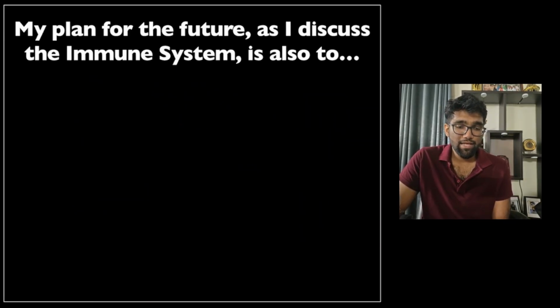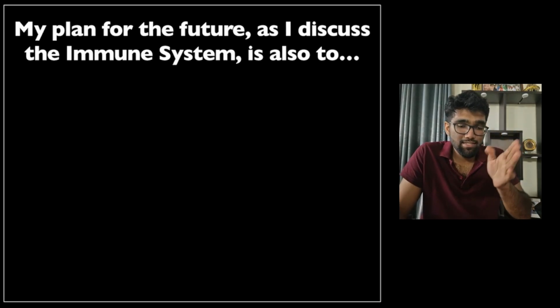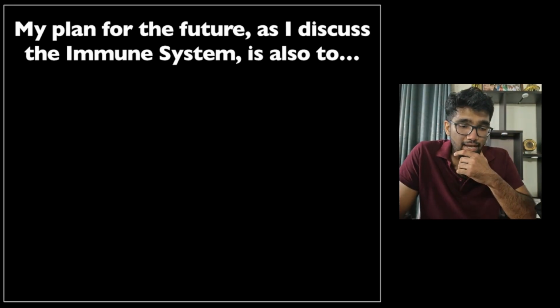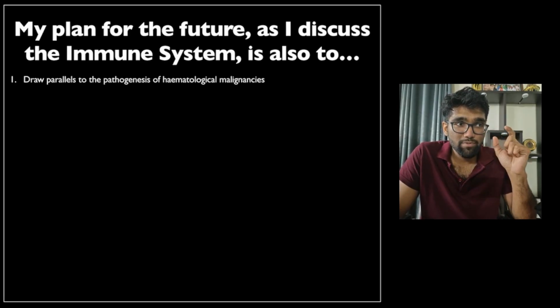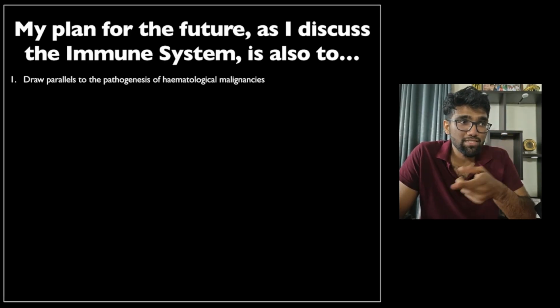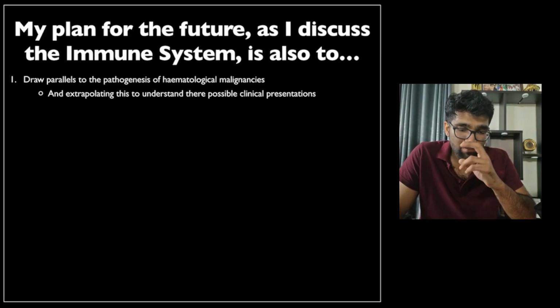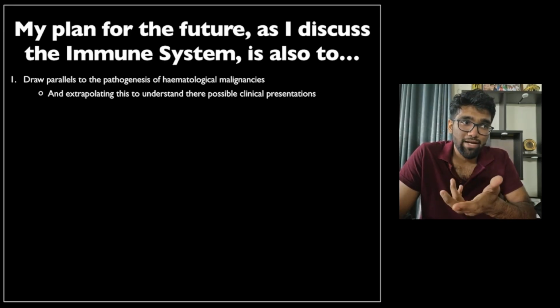Now, in addition to going through the immune system this year, I'll also try to draw parallels, initially, between the stages of T cell and B cell development and the pathogenesis of immunological or hematological malignancies. Okay, and we'll then extrapolate this in those discussions to understand the clinical features that might occur.